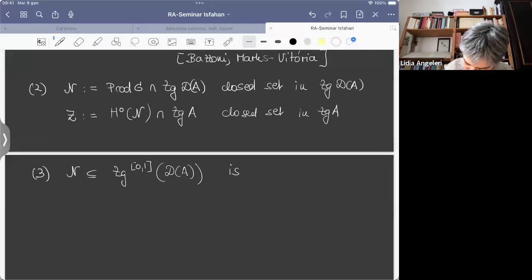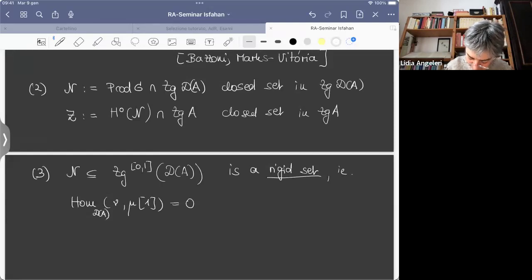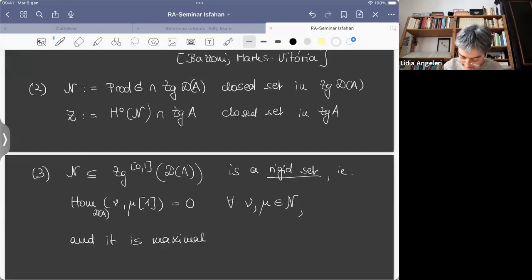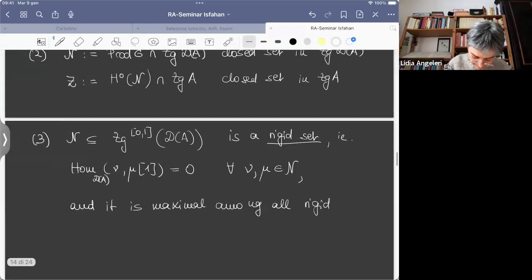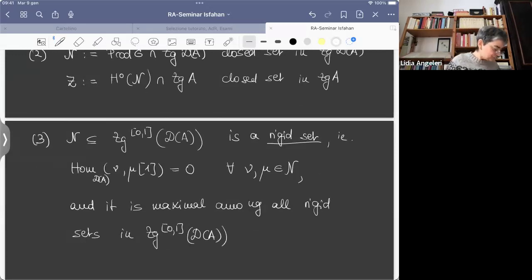Let me explain what I mean. It is a rigid set. That means that if you take two complexes in N, mu and mu, and the second is shifted by 1, then this Hom is always 0 for all mu and mu in N. And it is maximal with this property. So, it is maximal among all rigid sets in this collection of pure injective complexes, of two-term complexes of injectives.